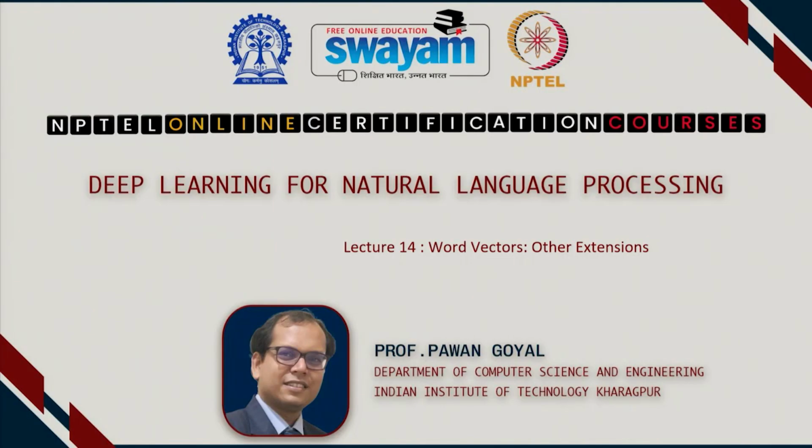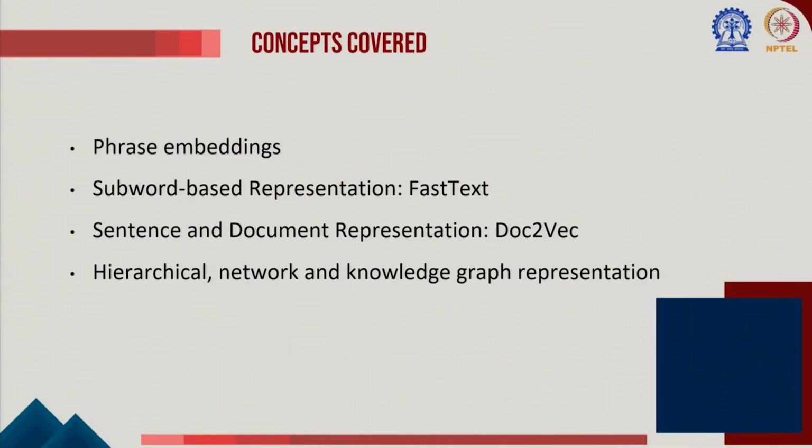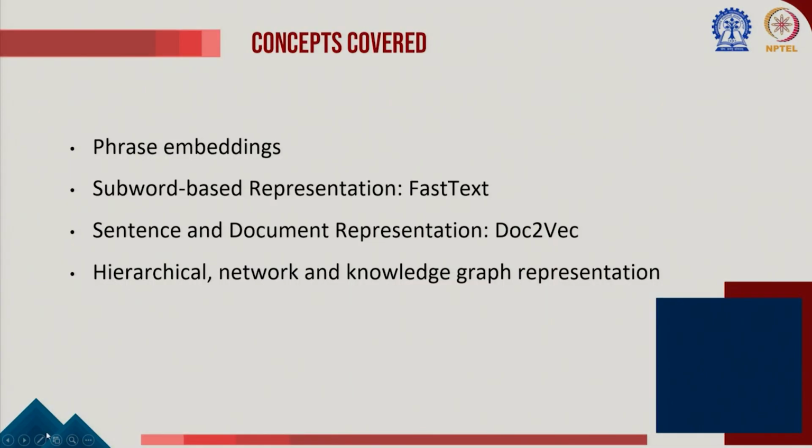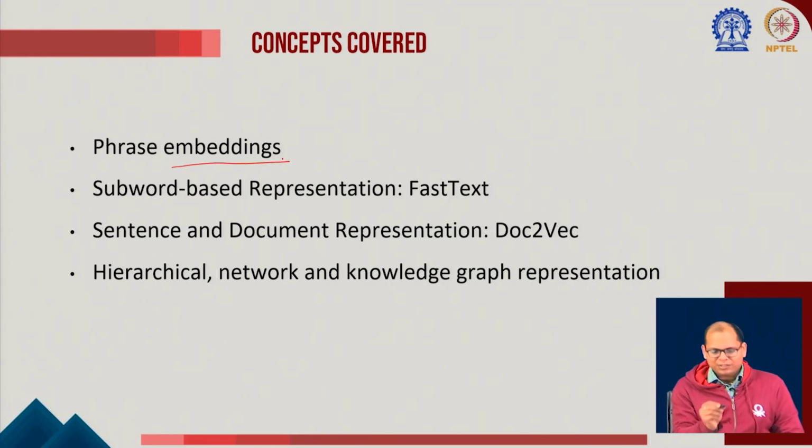So in this week we have been discussing word vectors, and we have discussed the main frameworks of word2vec and GloVe already. Now in this lecture I will discuss some other extensions that are very popular for word vectors. Specifically we will see various things. For example, how do we go for phrase embeddings, that is, beyond the words? If we want to go for phrases, how do we embed those?